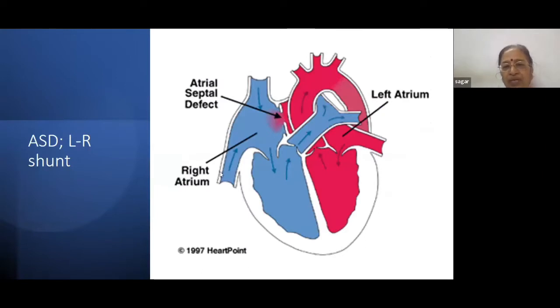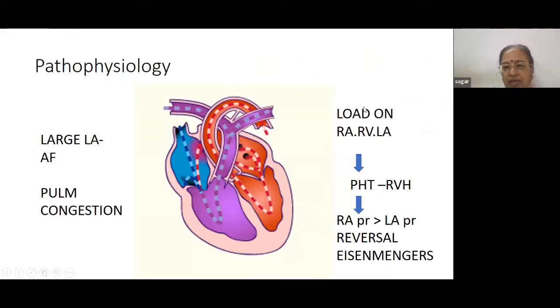In simple terms, atrial septal defect is a defect at the level of the atrial septum. So there's blood flowing from the LA to the RA, RA to RV, and then it goes into the pulmonary circulation. It's a left to right shunt. Now, where does the load come on? The load comes on in the RA, and then it goes to the RV, and then pulmonary circulation.